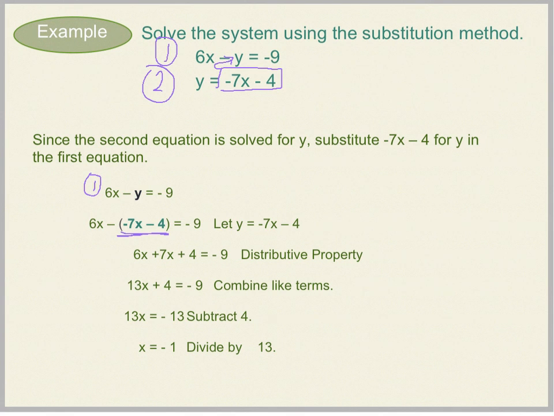What I need to do now is continue solving this for what x equals. So I start by distributing the negative sign to both of my terms in the expression, getting 6x plus 7x plus 4 equals negative 9. I then combine like terms and subtract 4 over to get 13x equals negative 13. And lastly, I'll divide by 13 on both sides to get that x equals negative 1.